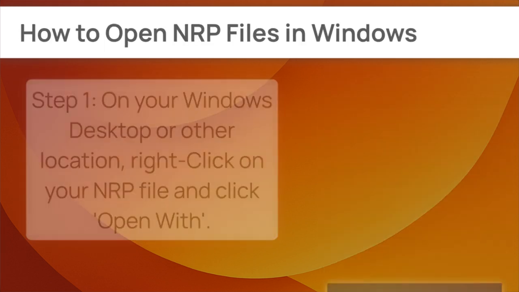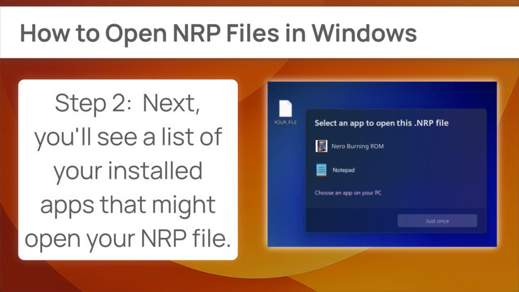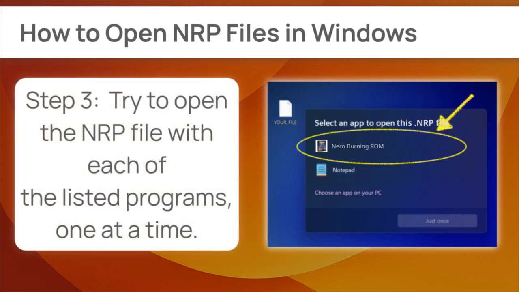Right-click your NRP file and select Open With. If Nero Burning ROM is installed, test it. If it's unavailable, select another program. Testing is the most direct path to the fix.